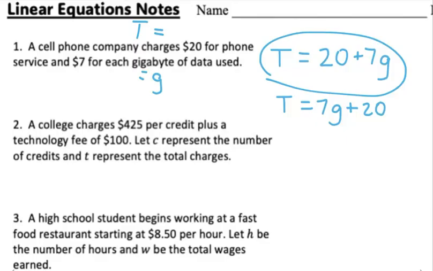All right, a college charges $4.25 per credit hour. This time they tell us to use C for the number of credits. So it's $4.25 times C, plus they have a $100 technology charge. A lot of times that's one time per semester, maybe one time per year, depending on the setup. And then T is representing total charges, and so we'd have something like that.